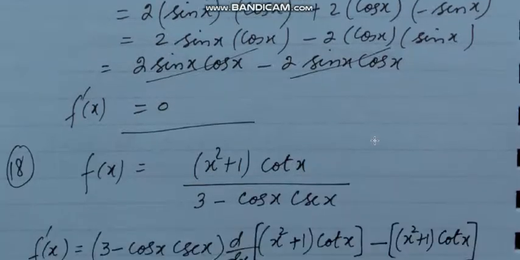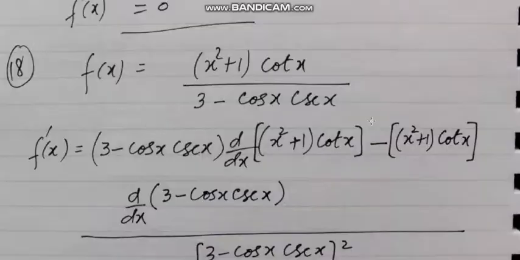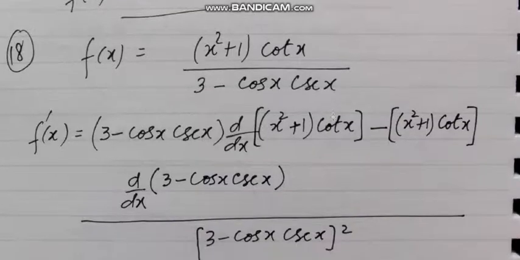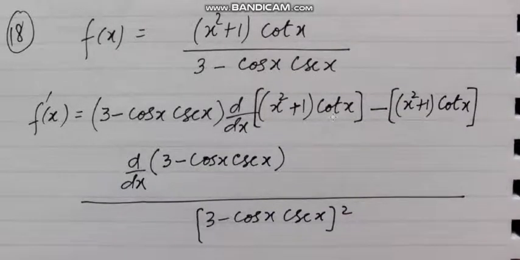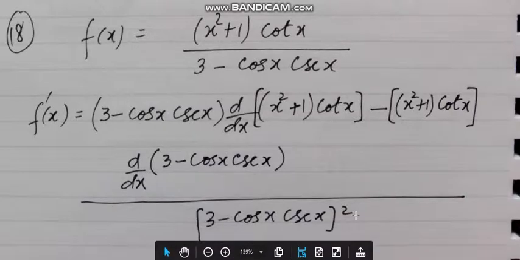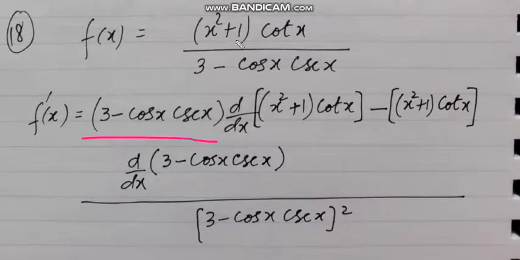The next question is in a quotient form. So we apply the quotient rule: square of the denominator, then the denominator as it is, then we have to take the derivative of the numerator, minus the numerator as it is, and we have to take the derivative of the denominator. I have not taken the derivative yet, just mentioned that we have to take it.